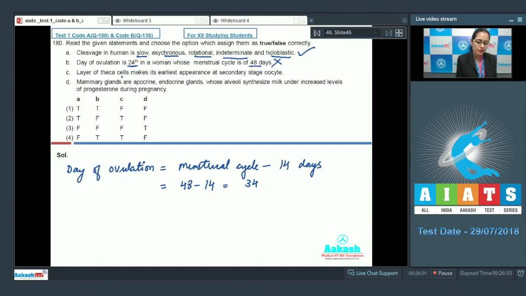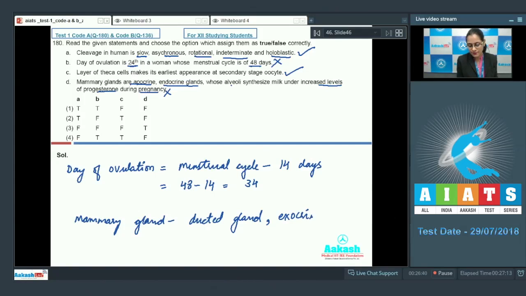Third statement is, layer of theca cells makes its earliest appearance at secondary oocyte stage, and this is a correct option. And the last statement is, mammary glands are apocrine, endocrine glands whose alveoli synthesize milk under increased levels of progesterone during pregnancy, and this is an incorrect statement because mammary glands are ducted glands and are exocrine glands and not endocrine glands. So for this question we have first as true, second as false, third as true and fourth as false. So the correct answer is option number 2.